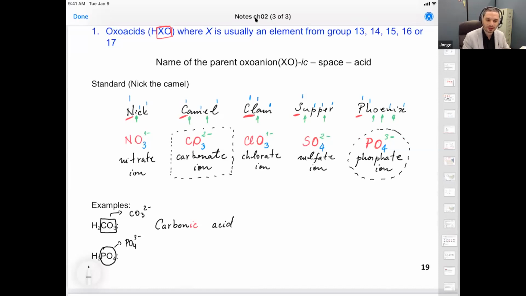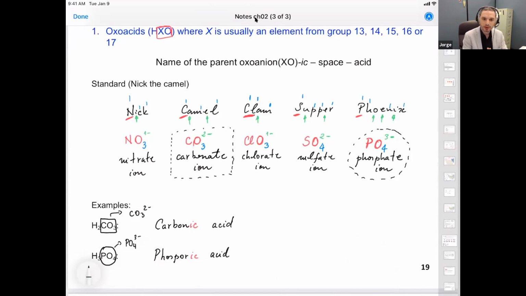Okay, so it is right here. PO4 3 minus is a phosphate. When it is combined with the hydrogens, we are going to toss the ATE ending, and in this case it is going to be called phosphoric. And because it is an acid, we have to add the word acid. Therefore, H3PO4 is named phosphoric acid.